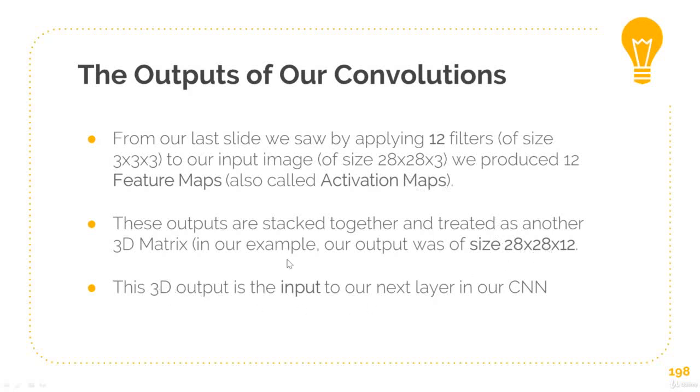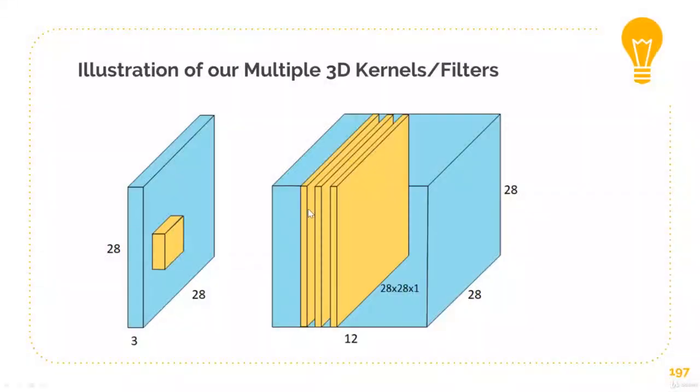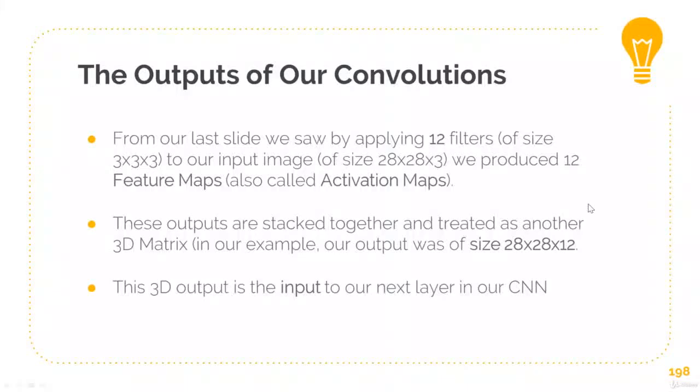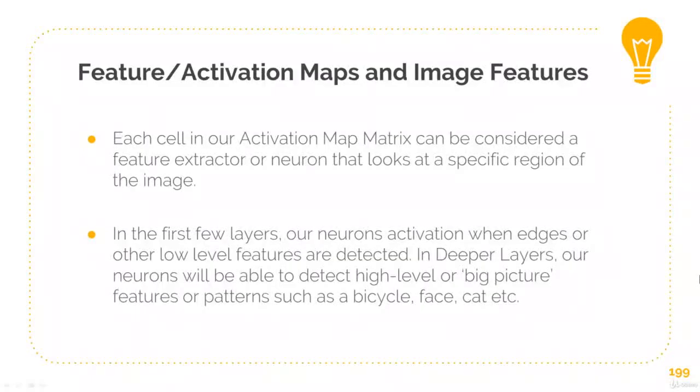And this is now important. Go back to this here. This big matrix now forms the input to our next layer in the CNN. So now let's talk more about what these feature maps or activation maps actually are and how they represent image features.